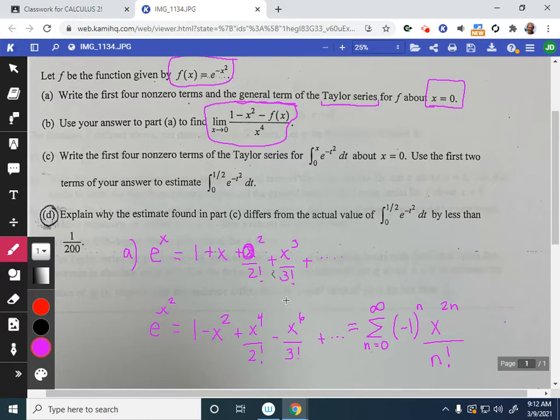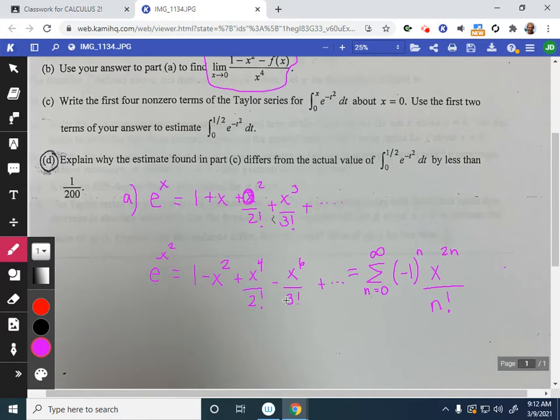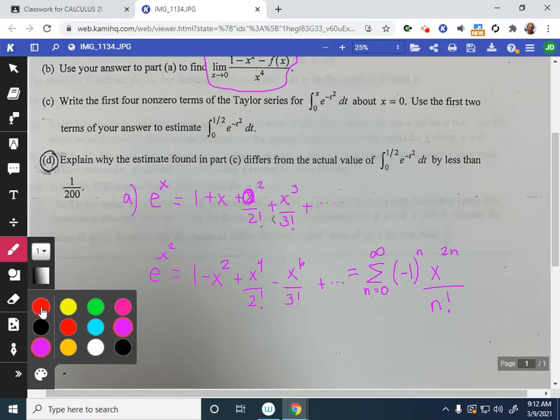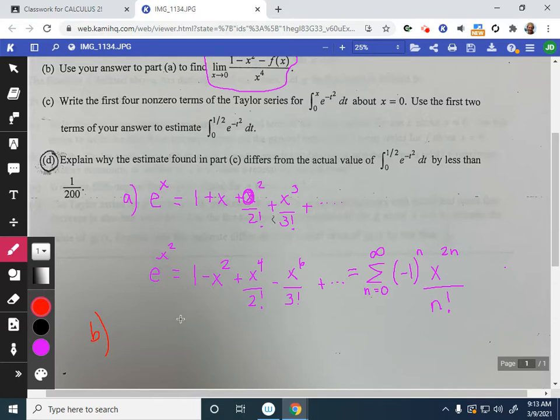So I'm going to run out of room, I think. Let me see. No, I'm okay. To do part B here. So first I need to find this series, 1 minus x squared minus my series over x to the fourth. So that is 1 minus x squared minus my series all over x to the fourth is what they're asking me to find. And my series is this. So what happens when I do that?